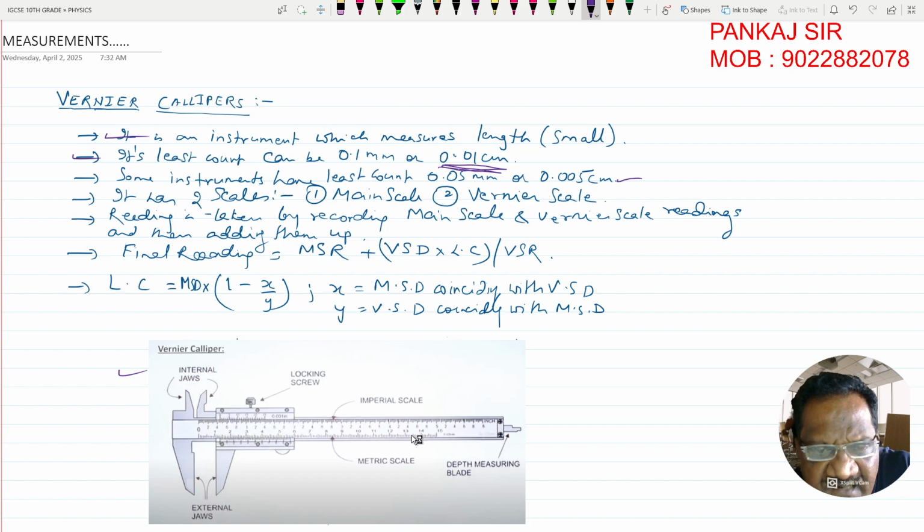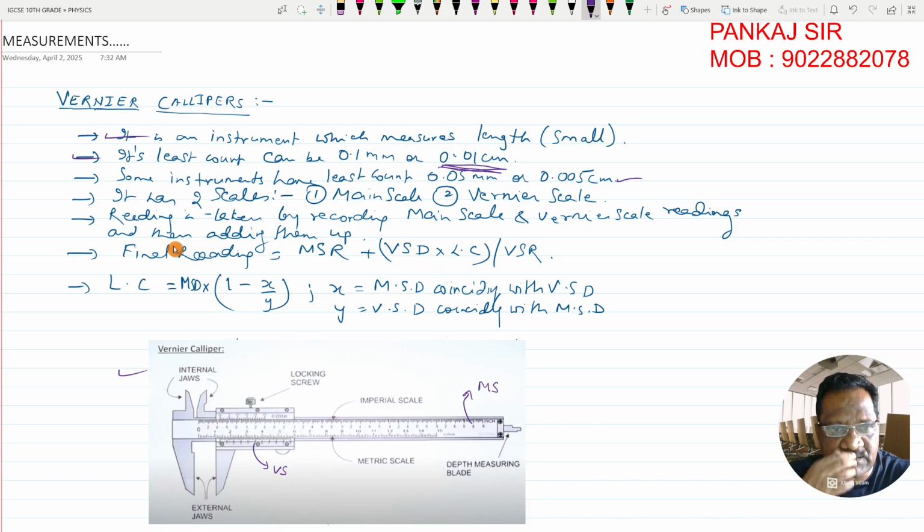So this is the main scale, and we are going to take the reading of the object using this main scale. Then the second type of scale that you see is a vernier scale. Now, can you see this rectangular scale which can slide over the main scale with the help of this locking screw, right? This rectangular scale which slides over the main scale is known as a vernier scale. So this is your main scale, I'll write MS for main scale, and this particular scale which slides over the main scale is known as a vernier scale. So these are the two scales.